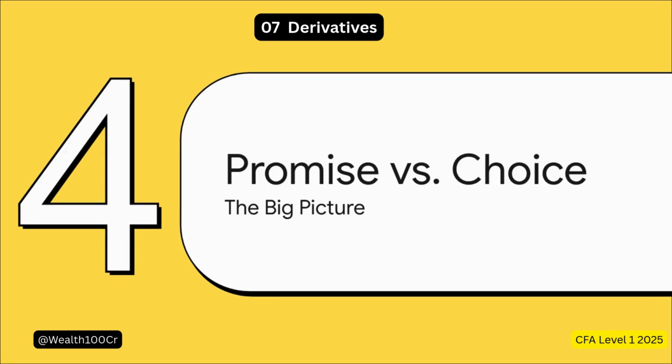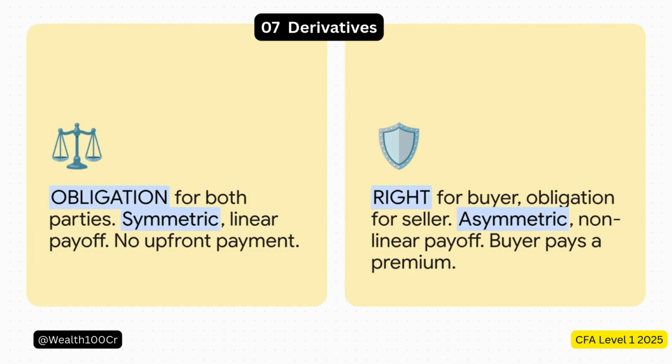Okay, so now we have seen both families. We have seen the firm promise, and we have seen the flexible choice. So let's put them side by side and really understand the big picture. This is really the heart of our entire lesson today. With the forward commitment, the promise, both people have an obligation. There's no upfront cost. And the outcome is symmetric, a straight line. But with the contingent claim, the choice, the buyer has a right and the seller has an obligation. The buyer has to pay that upfront premium, and the outcome is asymmetric. It's not a straight line. The buyer has a safety net for their losses.